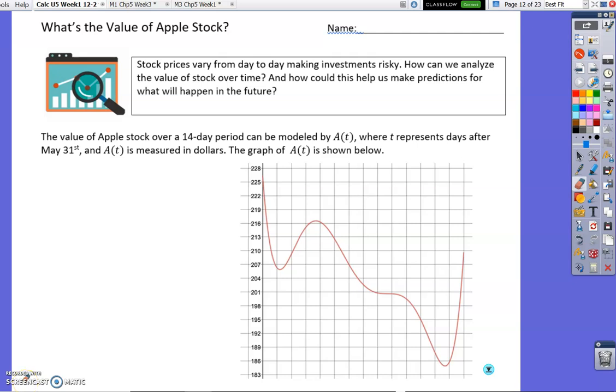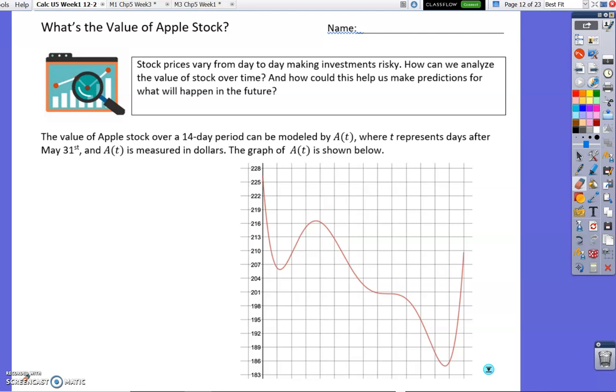So we're going to be talking about a couple of different things in this lesson. This is lesson 5.2 from the CDE instructions. What is the value of Apple stock? Stock prices vary from day to day, making investments risky. How can we analyze the value of stock over time, and how could this help us make predictions for what will happen in the future?